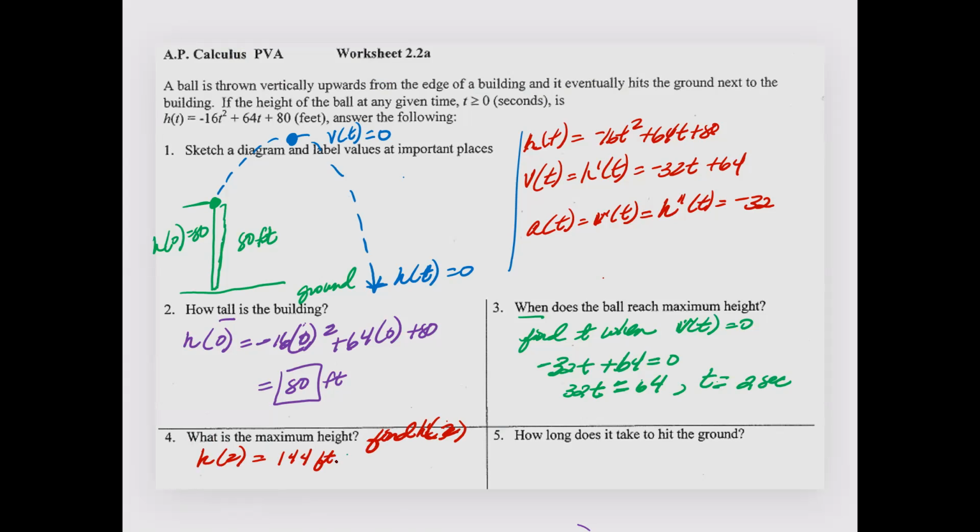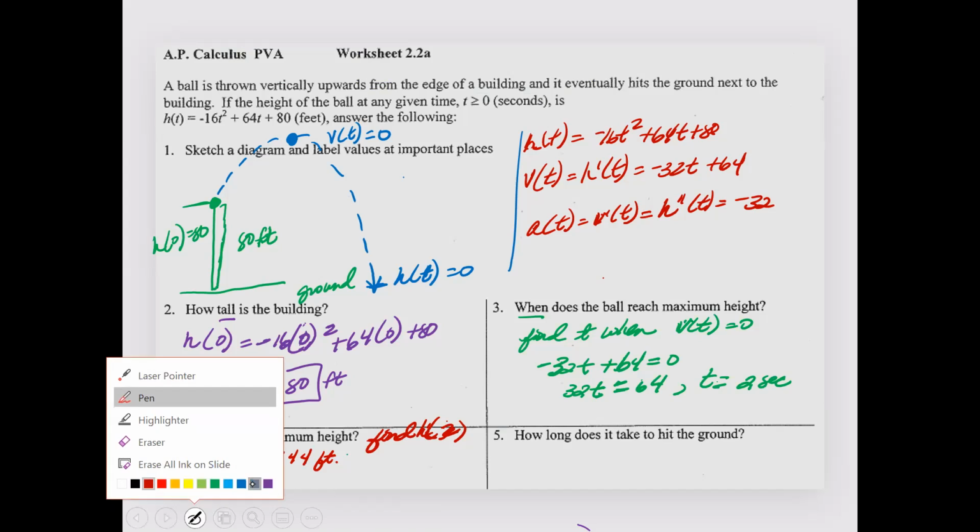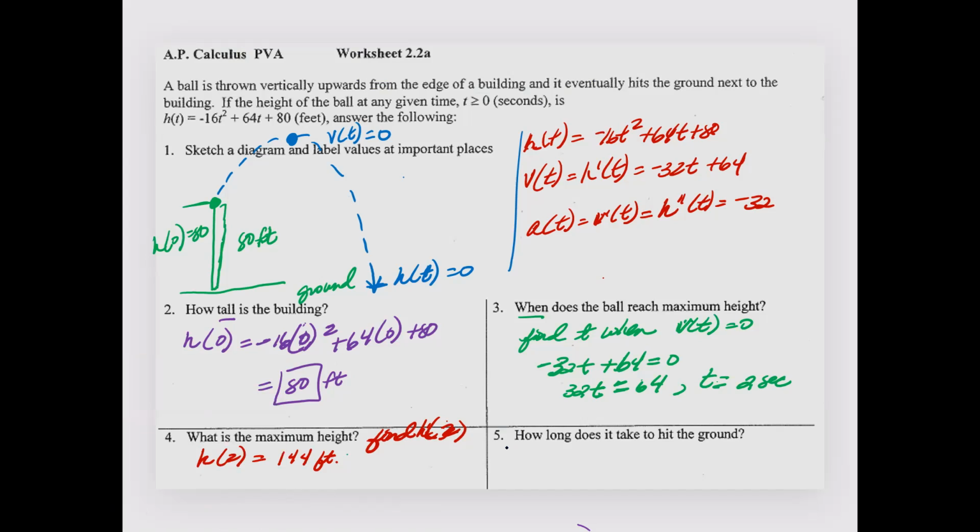But make sure you know how to do this algebraically, because I won't be able to just provide you with the answer on the test. For number 5, how long does it take for the ball to hit the ground? When the ball hits the ground, you know that the height of the ball is going to be 0. So I'm going to set the position function equal to 0. That's going to be 0 equals negative 16t squared plus 64t plus 80.